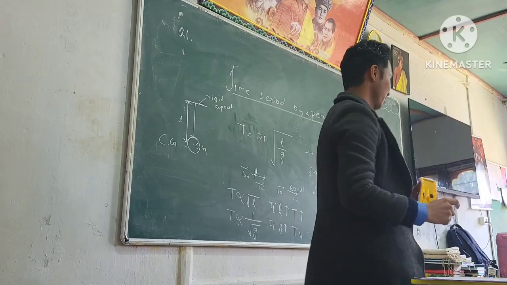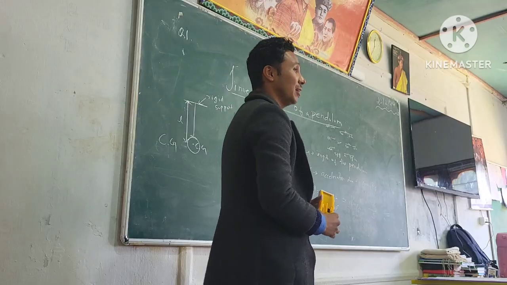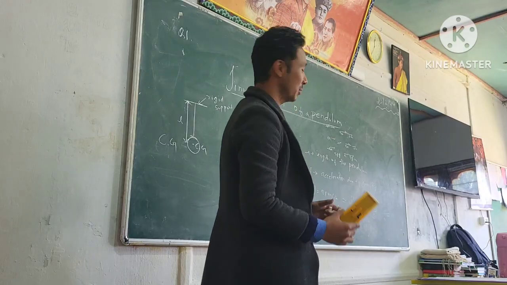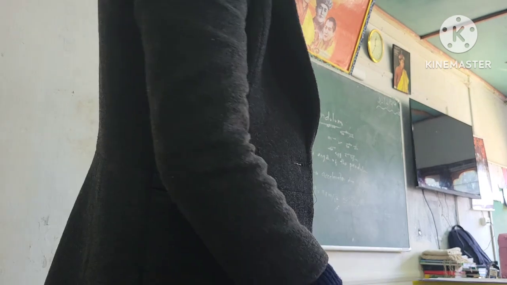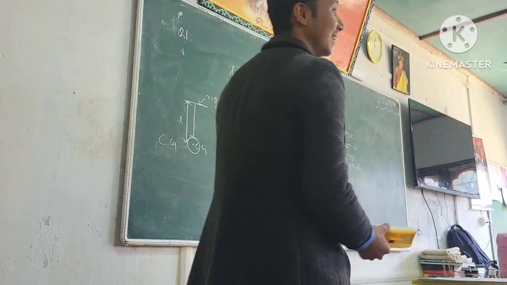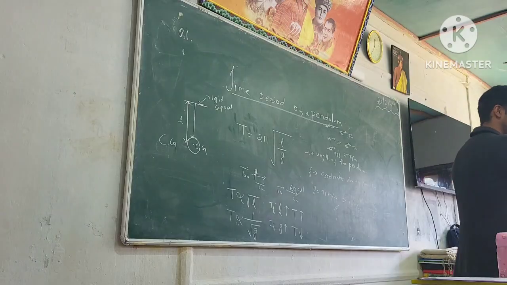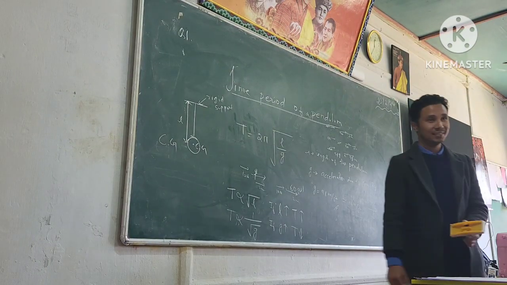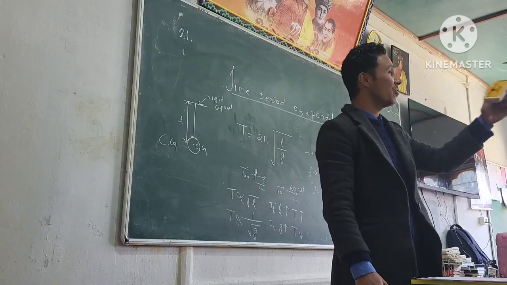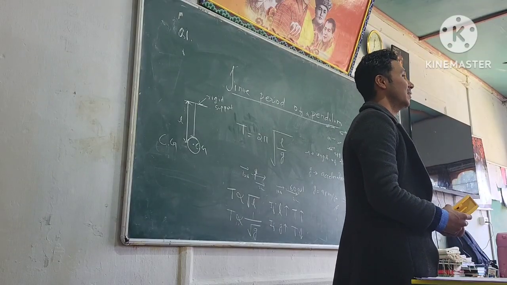Okay, you tell me. In which case, at the equator or at the pole, do we get the more time period? Equator. Equator? Why do we get more time period at the equator? Look at the board and tell me. Time period depends upon what factors? You told me just now. What are the factors on which time period depends?